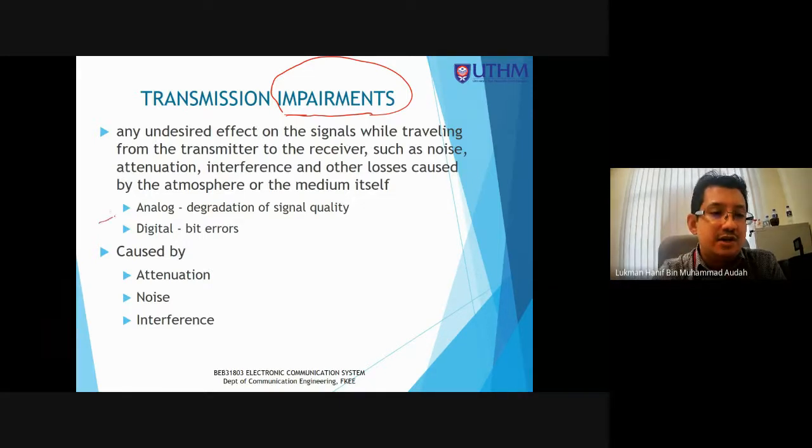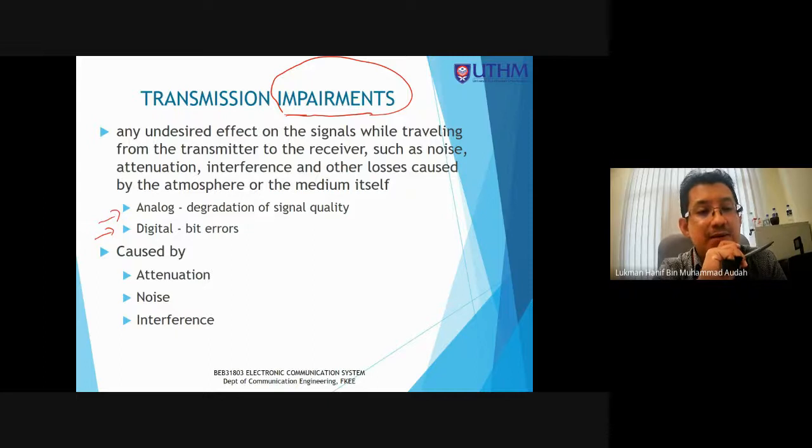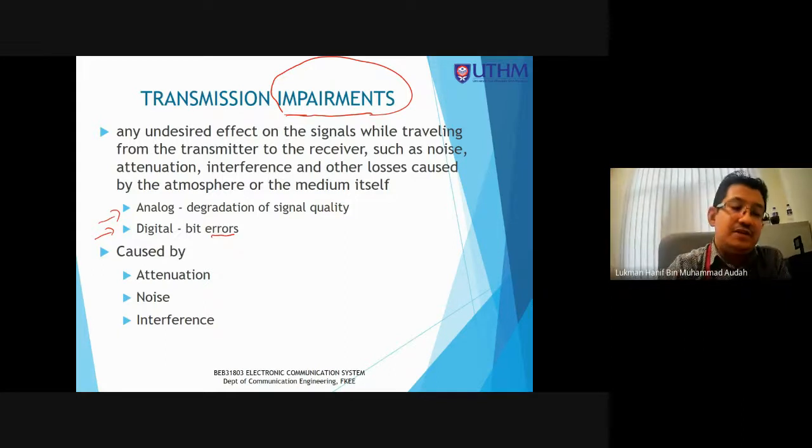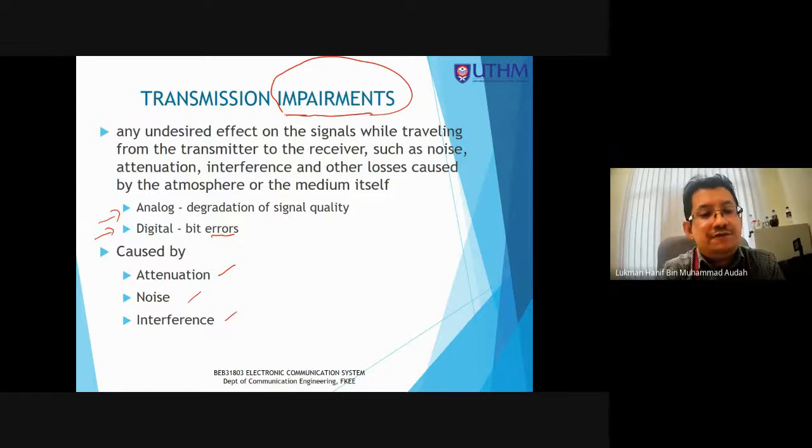Okay, so in analog, it causes degradation of signal quality. In digital signal, dia akan menjadikan bit error. Okay, dalam analog system, impairments ini akan mengganggu quality signal. Dalam digital signal, dia akan meninggikan nilai bit error rate. Okay, semakin banyak error. Okay, so what are the causes of these impairments? There are three causes: due to the attenuation, due to the noise, or due to the interference. Okay, ada tiga perkara yang menyebabkan impairments ini.